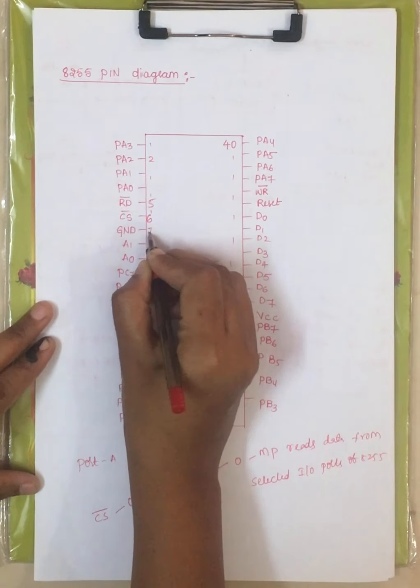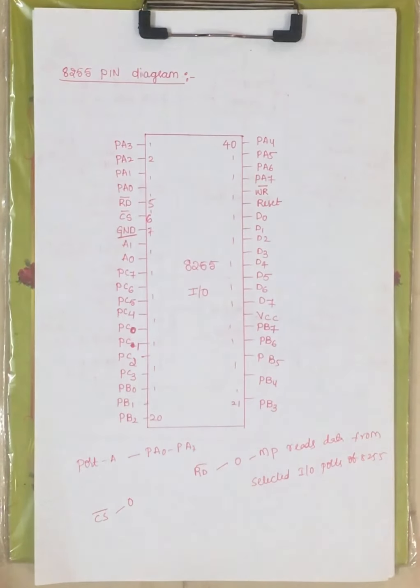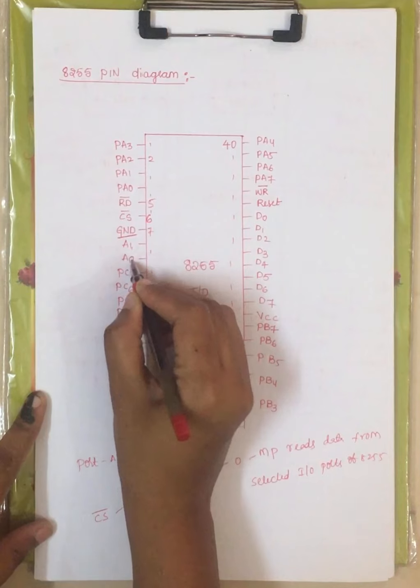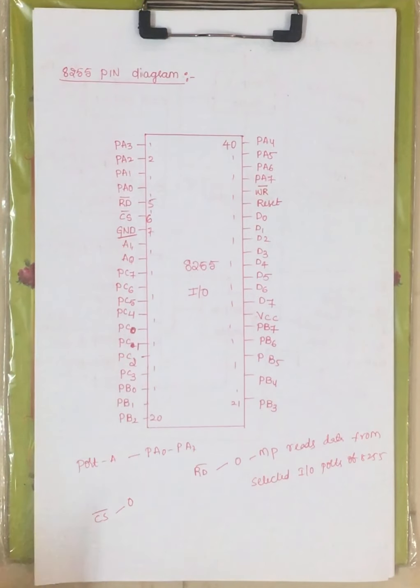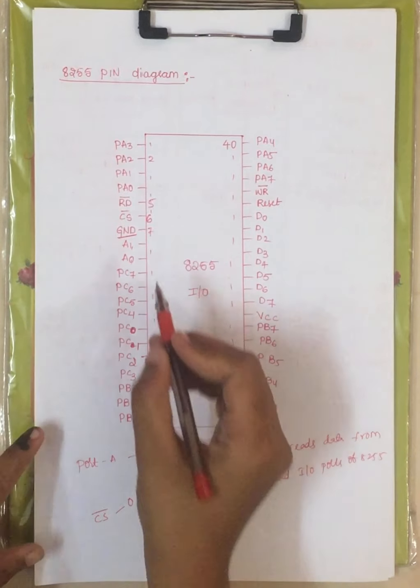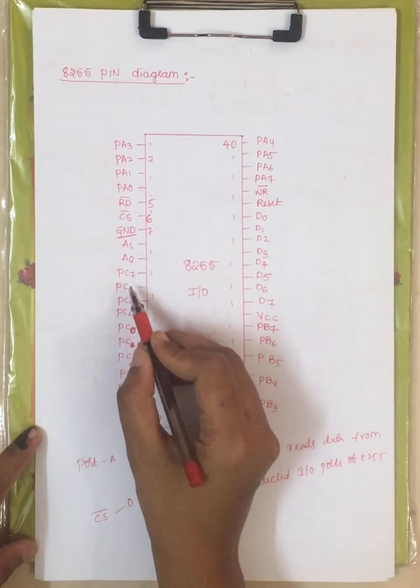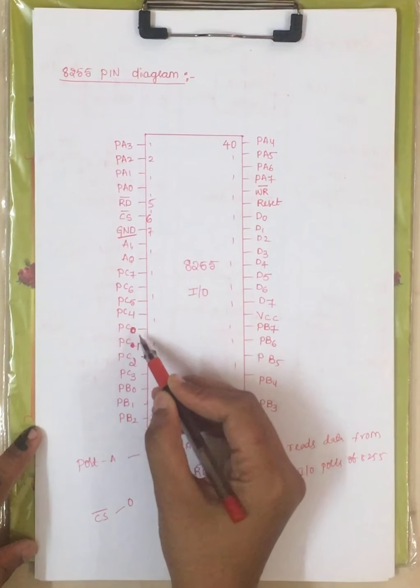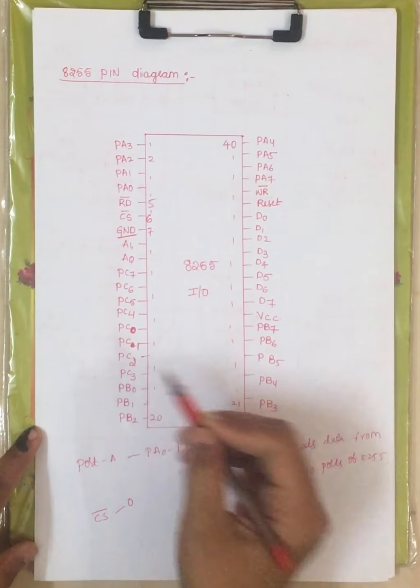And the 7th pin is your ground pin. Next, the 8th and 9th pins are your address lines A1 A0, right? We have seen the table in the architecture, and later also we will see. A1 A0 are address lines, and next you have PC7, PC6, PC5, PC4, PC0, PC1, PC2, PC3, right?